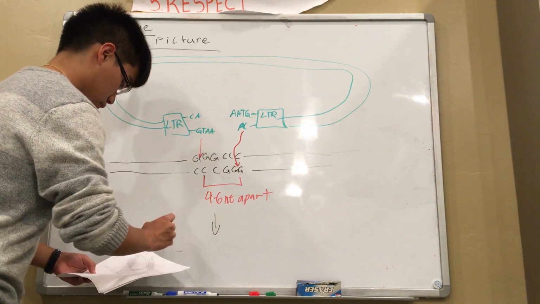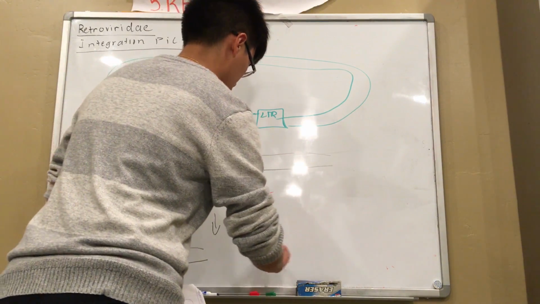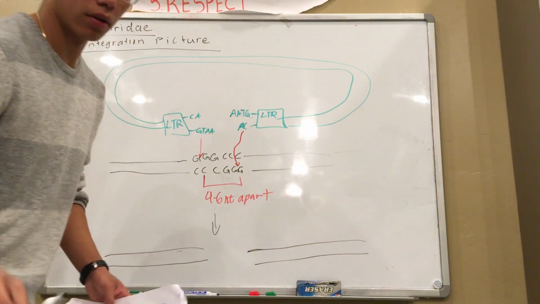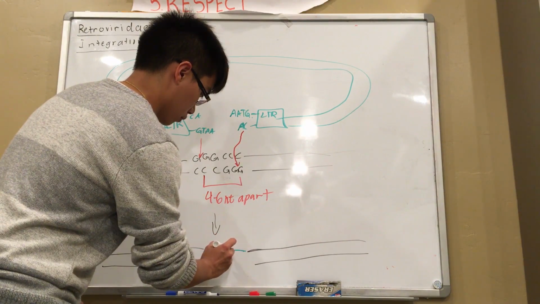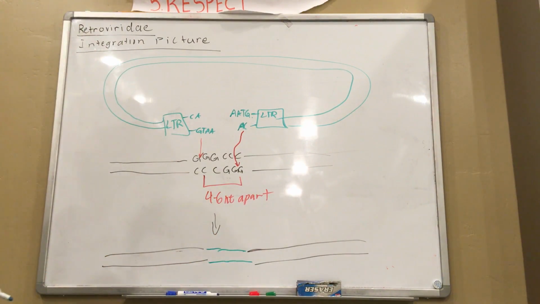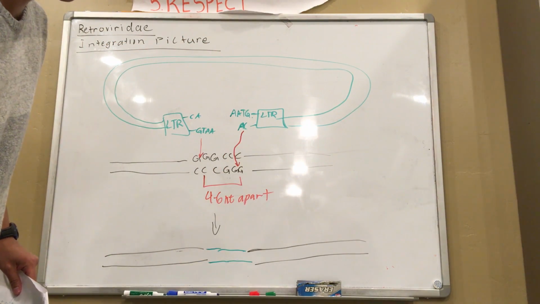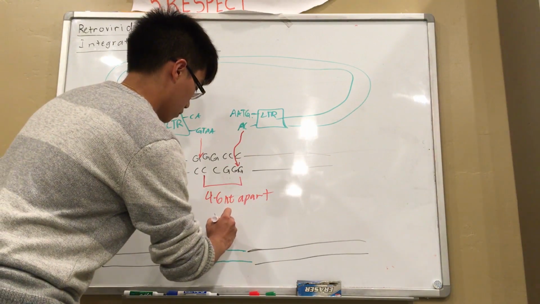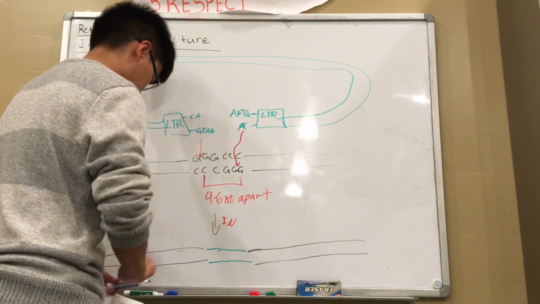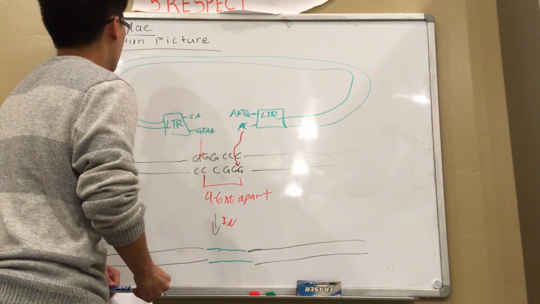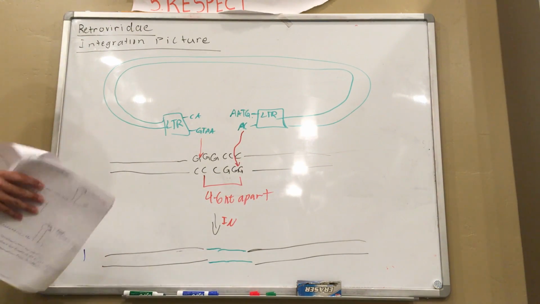Basically, the end result is an integrated viral genome. It inserts itself using the enzyme integrase. So that's what genome integration looks like.